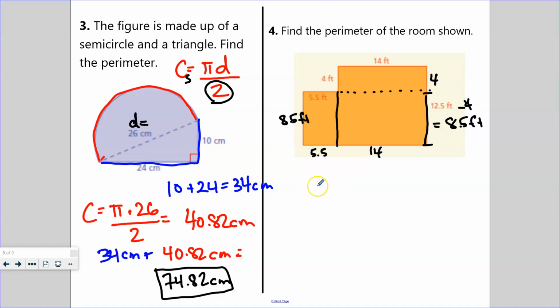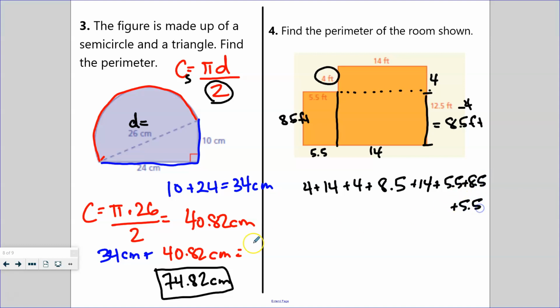So now we have to add all those up. I'm going to start right here. 4 plus 14 plus 4 plus 8.5. Now I could have just done 12.5 for the whole thing too. Plus 14 plus 5.5 plus 8.5 plus 5.5, ran out of room. Alright, so calculator up. 4 plus 14 plus 4 plus 8.5 plus 14 plus 5.5 plus 8.5 plus 5.5. So I get 64 feet.